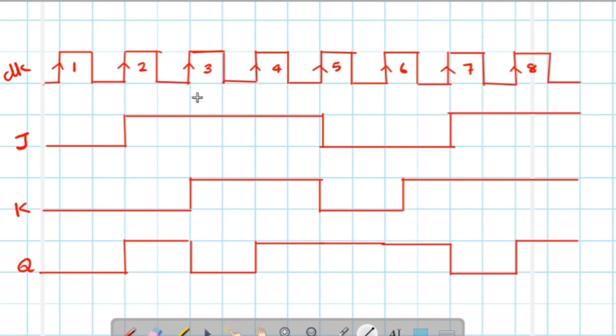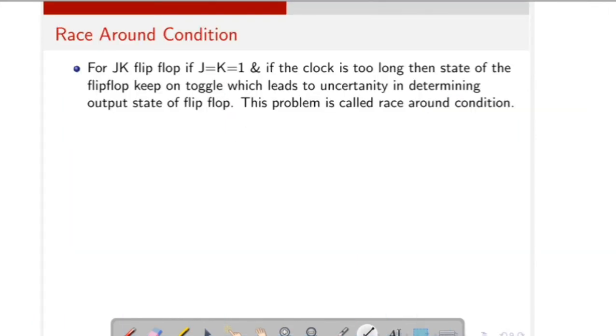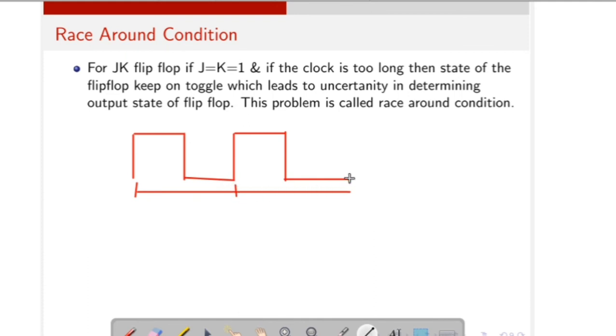Actually, the output of the circuit depends only on the propagation delay. In that case, in a single clock pulse itself, it will be in a toggling state. That is called the race around condition. That is, consider this clock pulse. This is the first clock pulse and this is the second clock pulse.